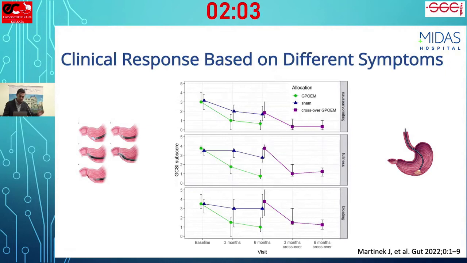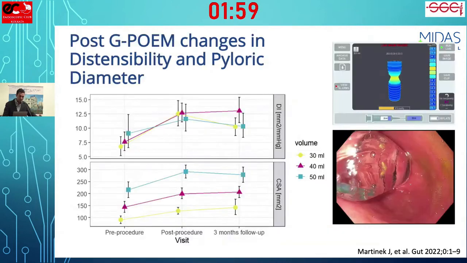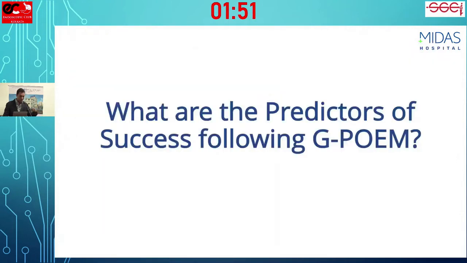Clinical response is seen in all the types with nausea, vomiting, fullness, and bloating, and distensibility as measured in the EndoFLIP improved after successful pyloromyotomy. So just suggesting that the pathophysiologic problem has been addressed. So what are the predictors of success following GPOM? Because this has been the main problem. Patients undergo a major invasive procedure, and we don't know which ones will respond and which ones will not.